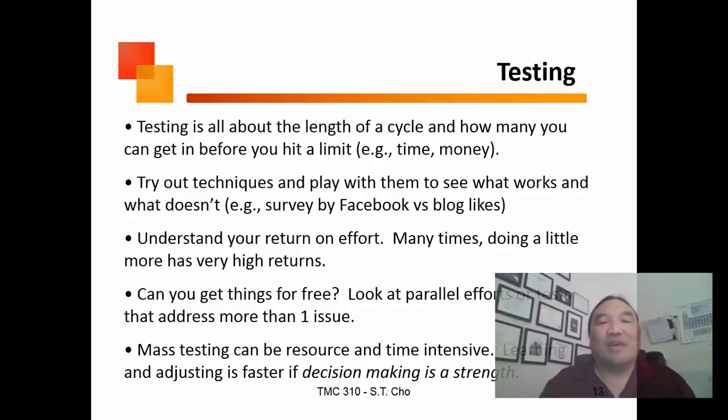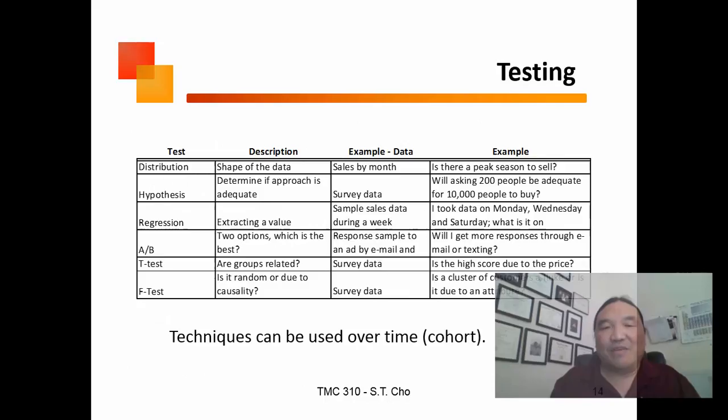Look for things that you can get for free, meaning if I could do things in parallel, or if I could do one thing that relates to many things, that's getting things for free. The thing is, mass testing can be resource and time intensive, so learn to adjust on the fly. Make your decision making a strength. And so here's an example of different kinds of testing. And the things I look for.